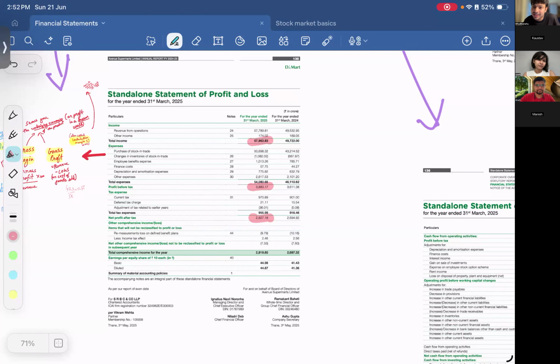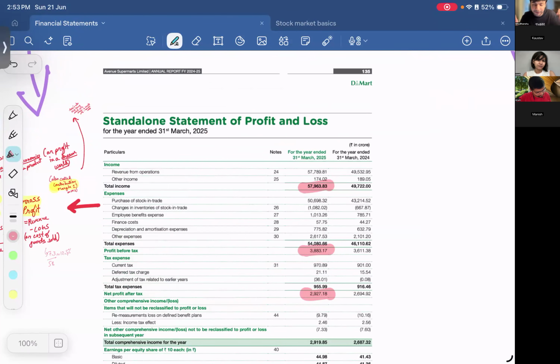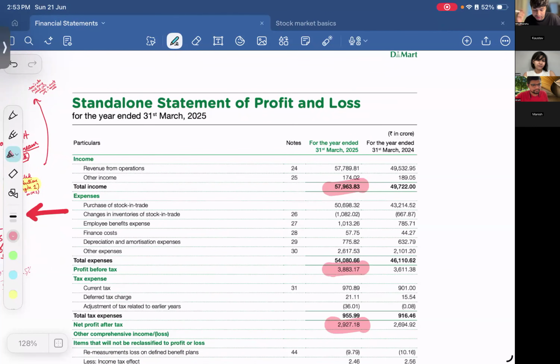This is the statement that gets talked about the most when it comes to investor conversations, right? So it's important, and I would say it's probably the easiest statement amongst the three. So it's very easy to understand, and you will learn more about this as we go along. So again, the first header of a profit and loss statement is always the sales or your revenue, which is what you see here. So it is 57,000 crores. DMart sold a lot of stuff. So close to $5.7 billion.